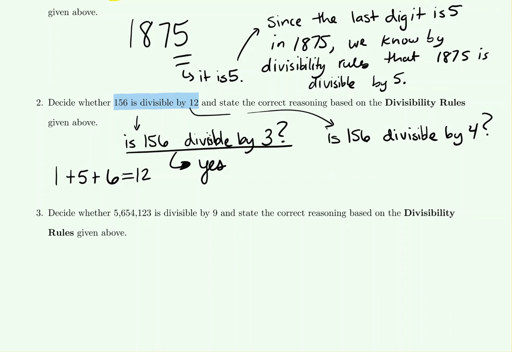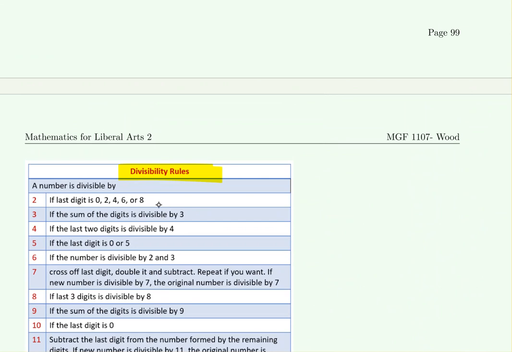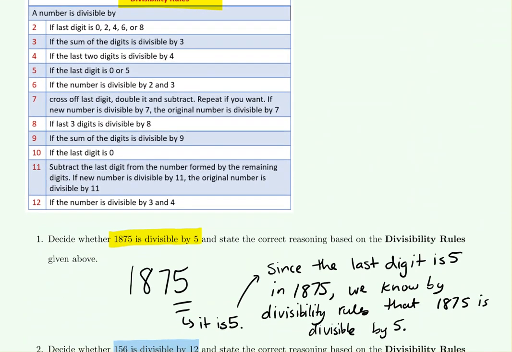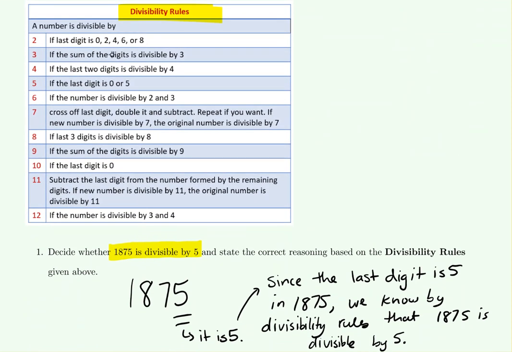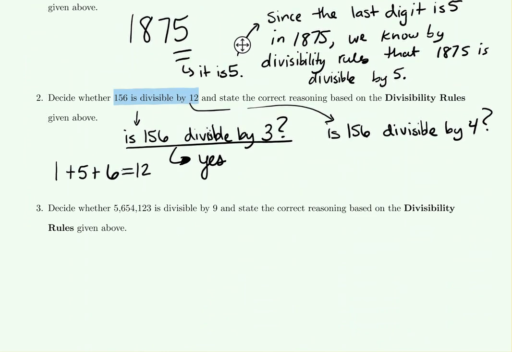Next we check, is it divisible by 4? So for 4 we had that if the last 2 digits is divisible by 4, then the number is divisible by 4. And what they mean by the last 2 digits is you look at the number given, 156, and then you look at the last 2 digits and you kind of pull that outside of the number and you think about only them by themselves, the number 56. So notice I did take the last 2 digits of 156 and I ask, is this divisible by 4? And that's just going to make the number smaller.